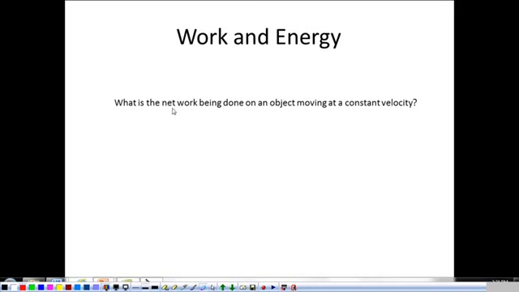So let's think about net work being done on an object that's moving at a constant velocity. And before I talk about the solution, I'm going to let you answer, what is the net work being done on an object moving at a constant velocity? Give it 10 seconds.